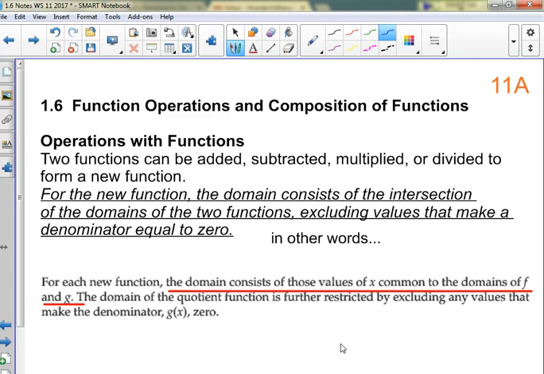So worksheet 11, everybody find it? Anybody need another copy? Good?